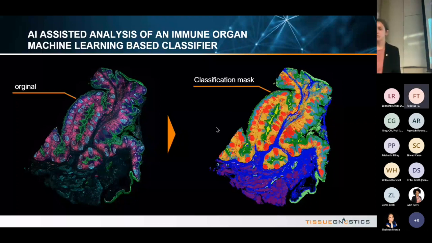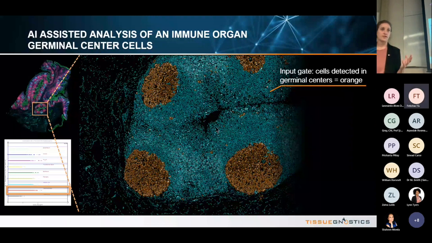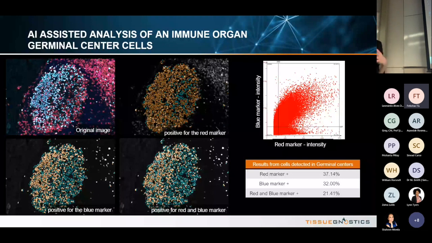And then further, you can do some additional spatial analysis. So you can, for instance, look at all the cells which are detected in the germinal center. They are now highlighted here in orange. And you can do a more in-depth analysis. You can check how many cells are positive for the red marker, which I think in this case was a T-cell marker. You can check the blue marker, which was maybe CD8 or something. And then you can also look at double positive cells, but only in this case in the germinal centers, or in any other structure.